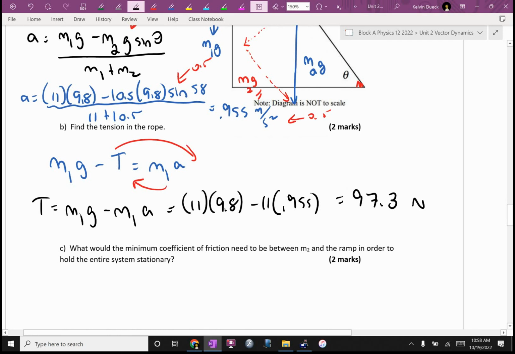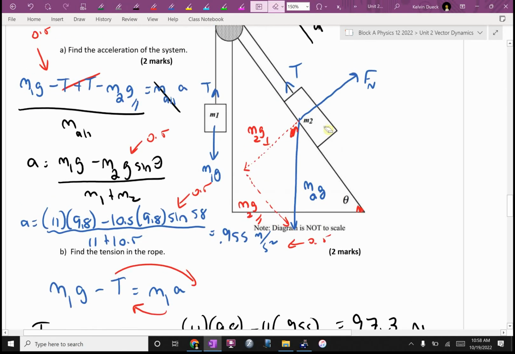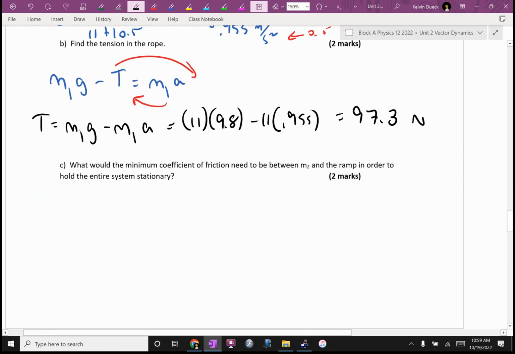What would the minimum coefficient of friction need to be for this to be stationary? Well, first thing I said is this m2 is sliding up the ramp, so to hold it stationary, friction would have to be pointing down the ramp. So now I rewrote my equation, but it's a tie. You could go like this.